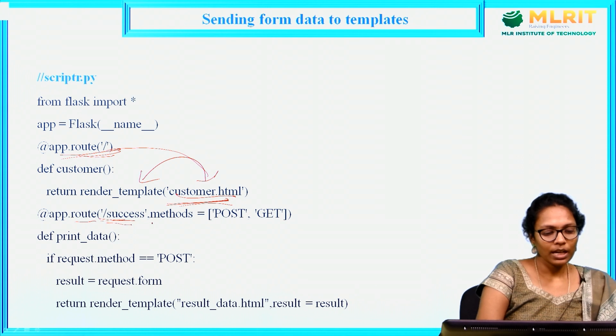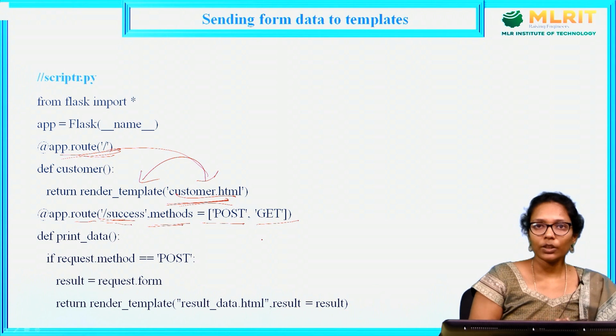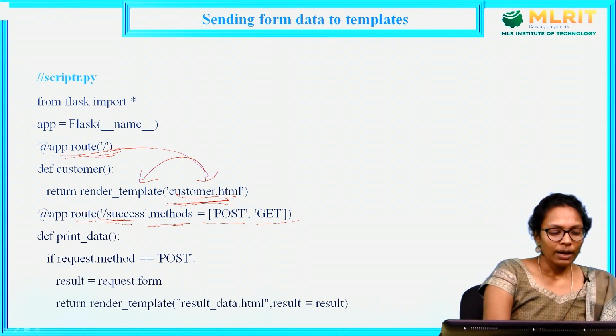For this, I am giving the second parameter as methods. What are the possible methods we have? I have the post method and the get method. The user can use either of these two methods, and I don't know which, so I am writing a method for this URL, print_data.